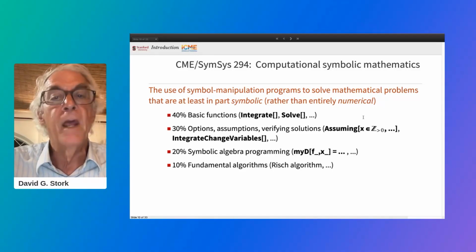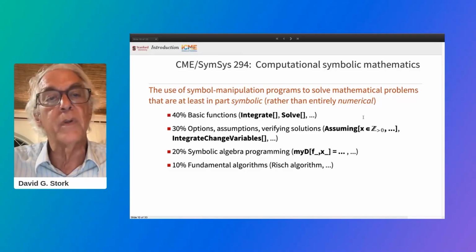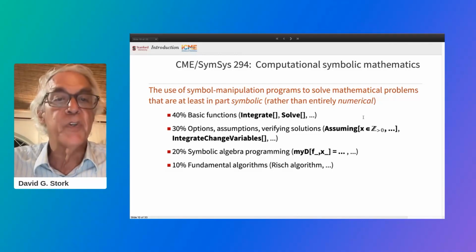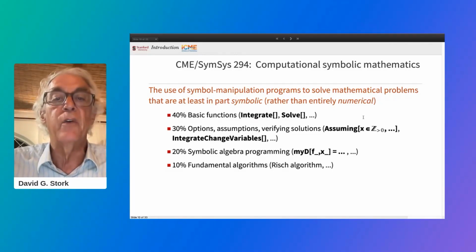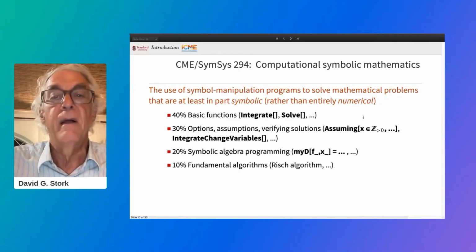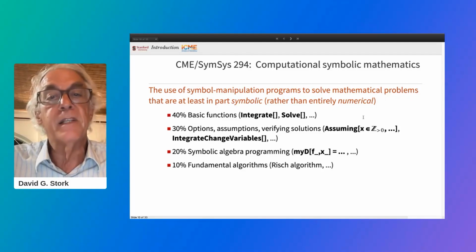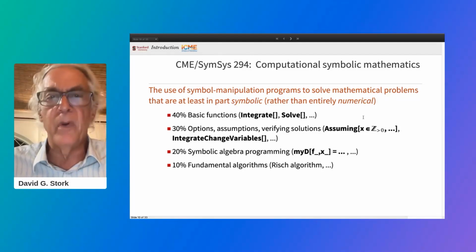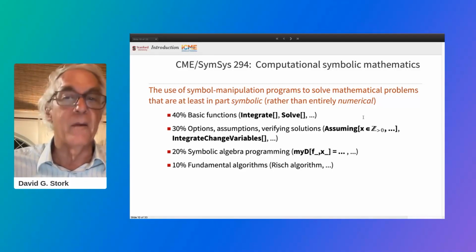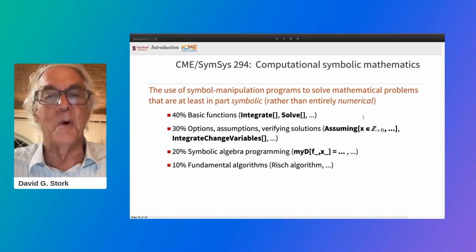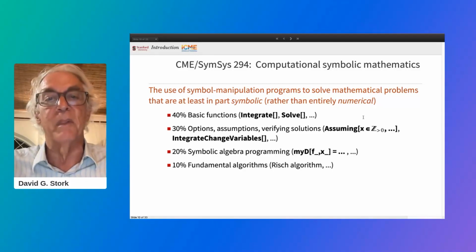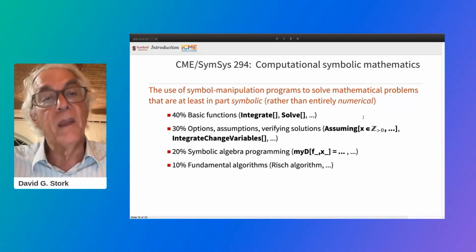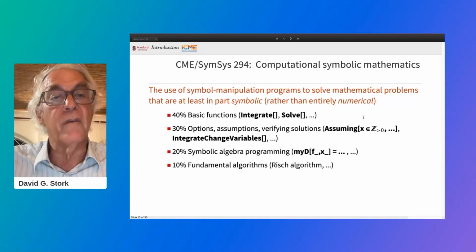like this. But I think the real value of the course is going a step beyond: tricks like using options and assumptions, and how do you verify a solution? If I put in a symbolic solution, integrate this function, and I come up with a solution, how do I know it's right? Well, I will give you some slides in a few moments telling you some of the tricks that I teach. And this is really sort of the heart of the course.